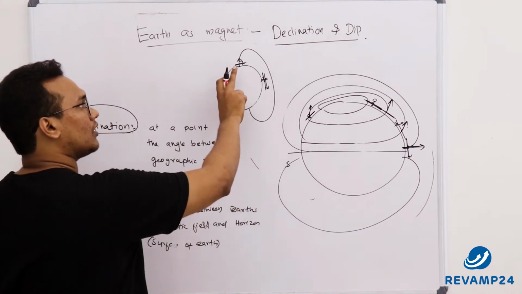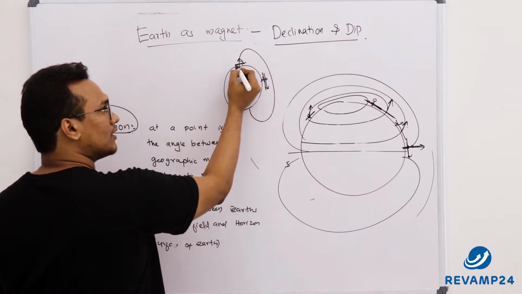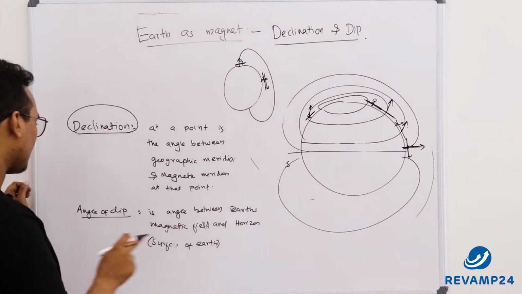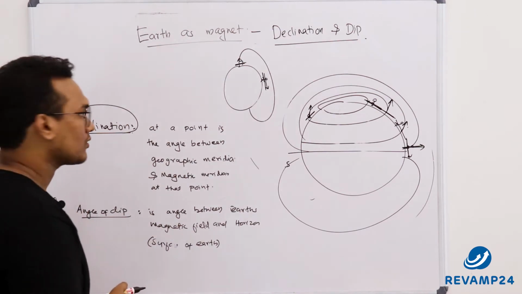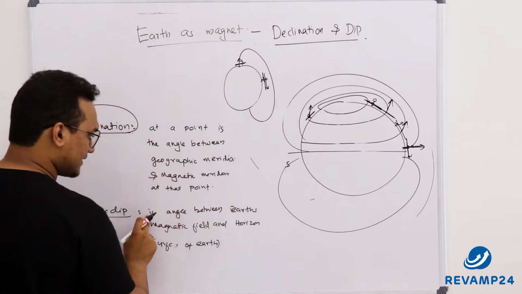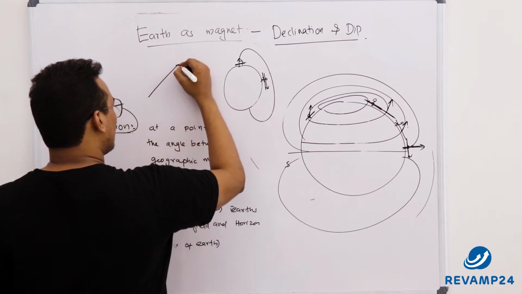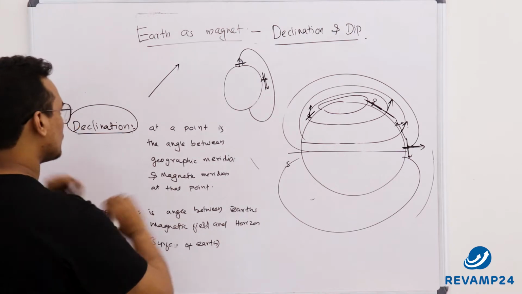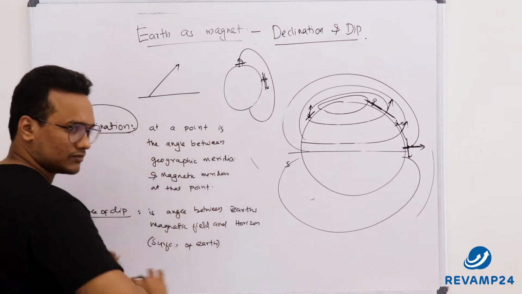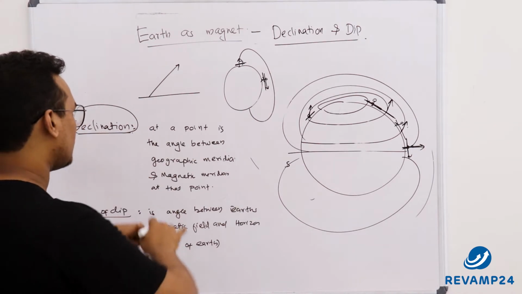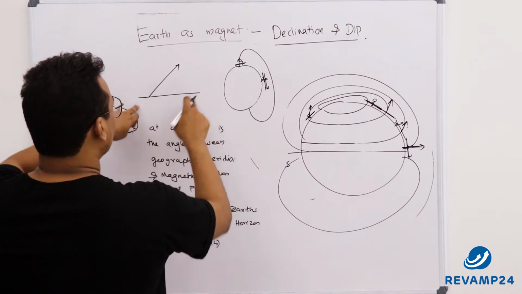Now we know that there is an angle in between the horizon and the net magnetic field, and that angle is the angle of dip. So the angle of dip at a position is the angle between Earth's magnetic field and the horizon. Let's say this is Earth's magnetic field, and the horizon will always be horizontal. Now we are standing on the surface of Earth, right? So with respect to me, this is the horizontal.